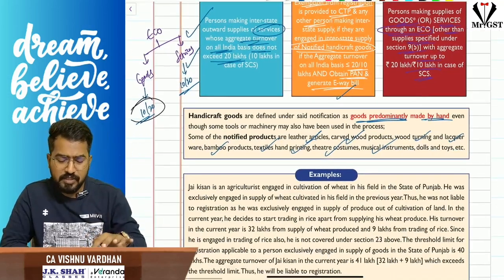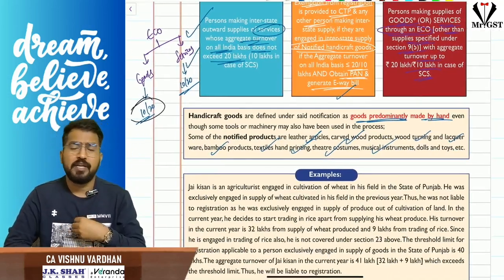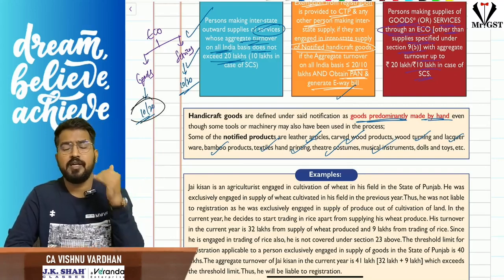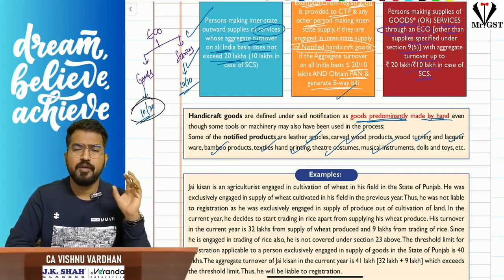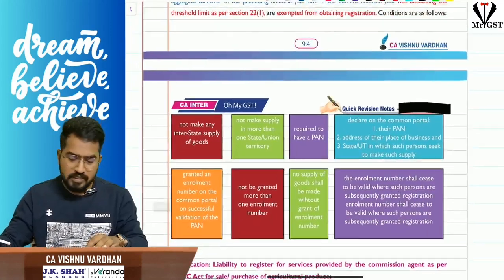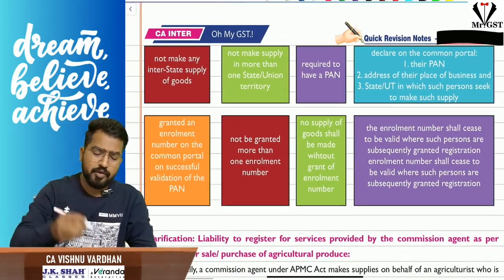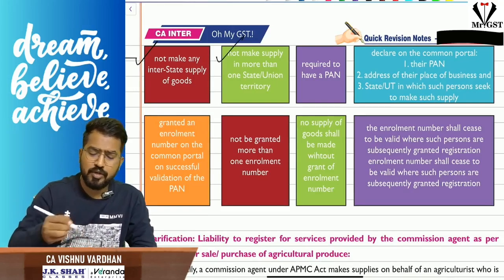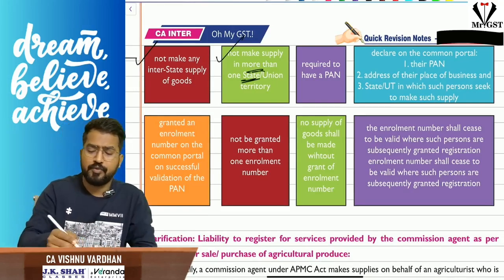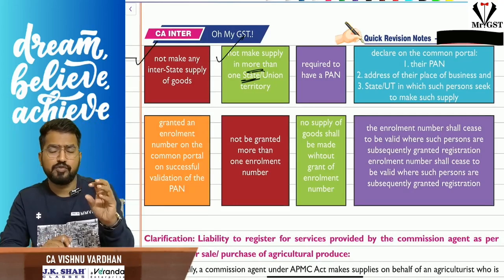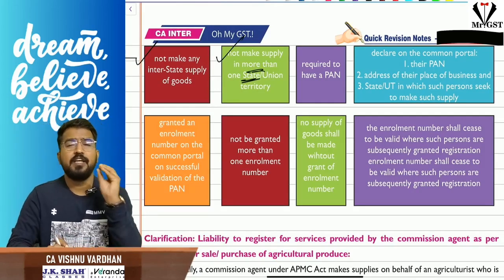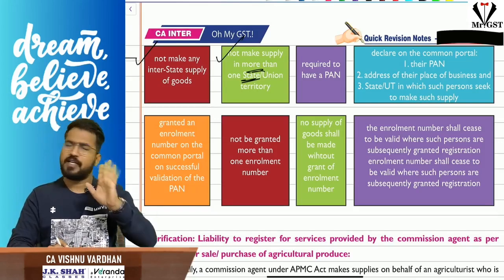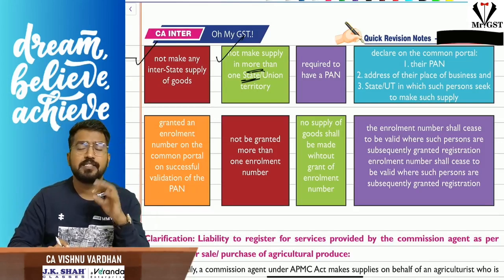What is the procedure? They have to apply for an enrollment ID: go to the GST website, give your PAN, give your place of business, and make sure you are not making any interstate supplies, and you should not make supplies in more than one state or union territory. I repeat, if you are supplying goods through an e-commerce operator, you can supply without taking registration, enjoy the threshold limit of 10 to 20 lakhs, but follow a procedure.